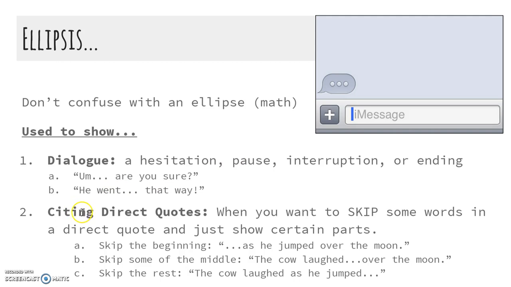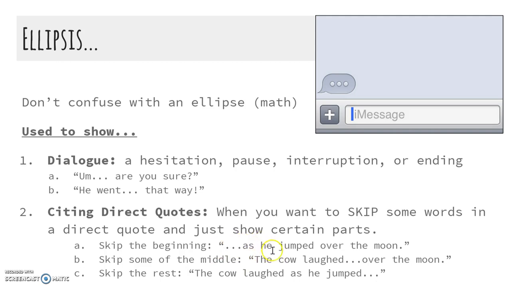You can also use ellipses when you're citing just an excerpt of a direct quote. If you want to skip some words in what you're citing and just show certain parts of a sentence or an excerpt, put an ellipsis in. For example, you can skip the beginning of the sentence and just quote some of it, like the ending. You can skip a chunk out of the middle of a sentence, or you can start a sentence and then use an ellipsis to show that the sentence would still keep going afterward.